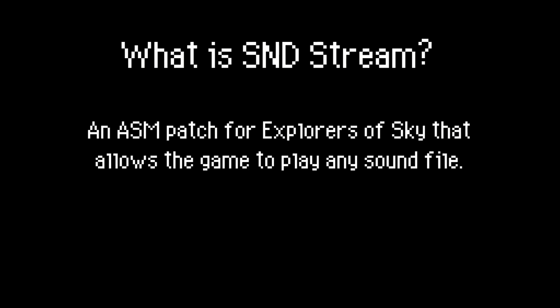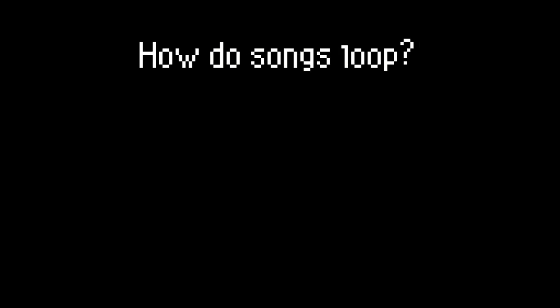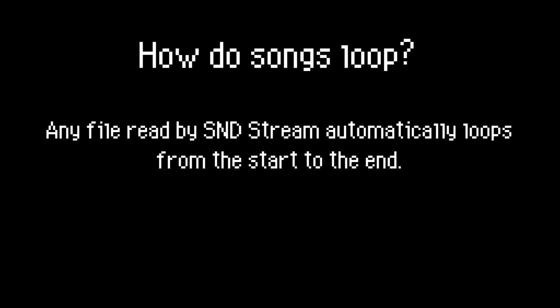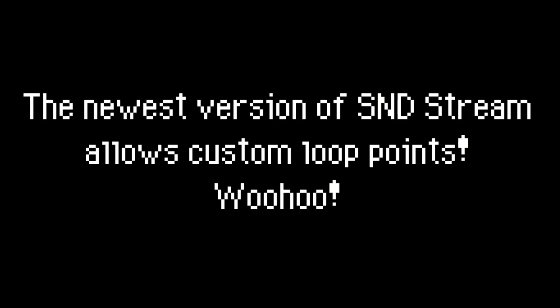And the way that it does that is it uses WAV files that are packed into the ROM. And a nice function by default is that it automatically loops the songs for you. However, the loops will always be from the start to the end. And for a while, there was no way to actually create custom loop points. But now with the new and updated version of SND Stream, you can create custom loop points. And that's what I'm gonna be showing today.